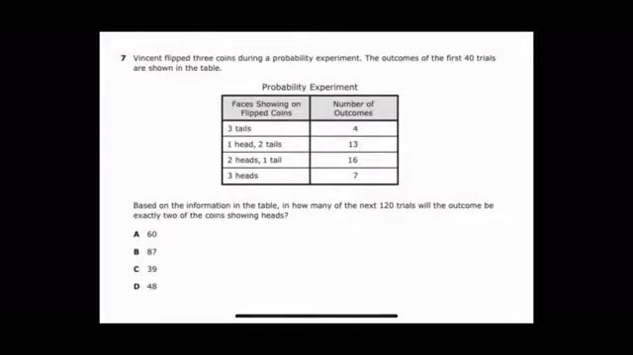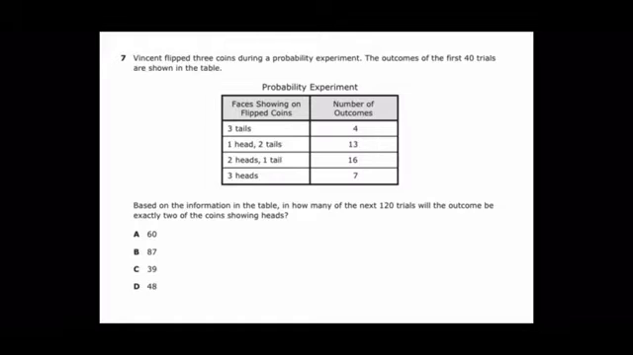But if only it was that simple. We also have some probability problems that require more work. They're more of proportions rather than probability. So let's look at this problem. It says Vincent flipped 3 coins during a probability experiment. The outcomes of the first 40 trials are shown in the table.